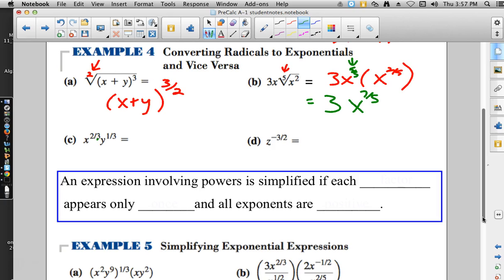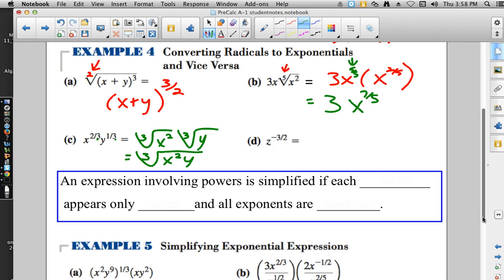So I remember this bottom number is my index, so this is going to be the cubed root of x squared, and that's times the cubed root of y. And I realize, wait a minute, I can put those together. Those are both cube roots. And as long as they have the same index, we can go ahead and do that multiplication and put them back together. So there it is.